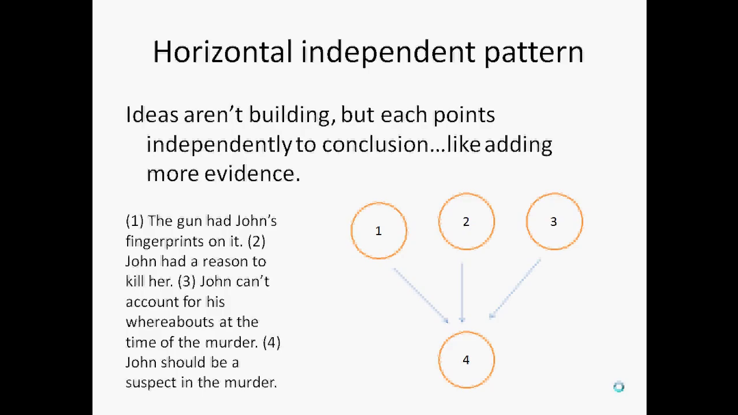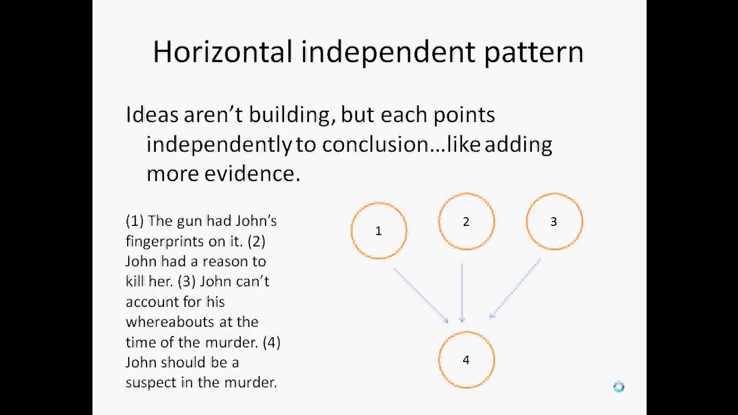The idea here is they aren't building upon each other, but each point is independently pointing towards the conclusion. And when we say it's independent, that's an important point with the independent pattern: it has to be independent. Each of these points isn't dependent upon the others. You could remove number 1, and number 2 and 3 are still pointing towards it. Now number 1 helps add evidence, and number 2 helps add evidence, but even number 3 would maybe be enough to reach the conclusion.